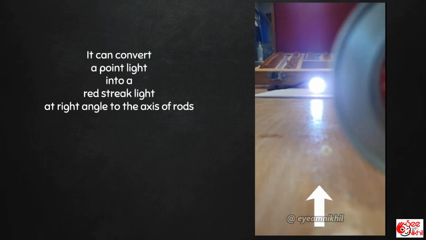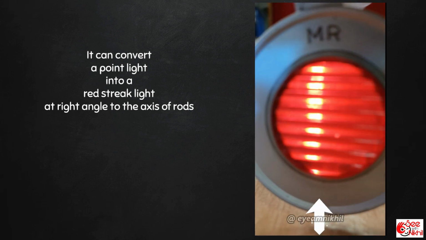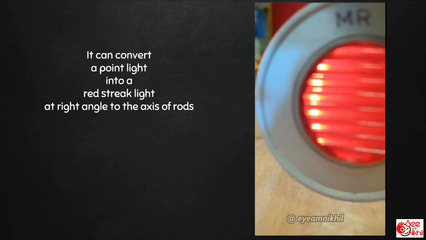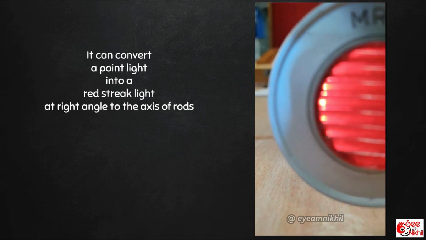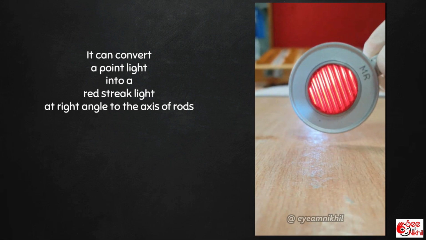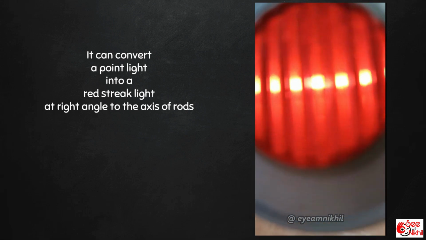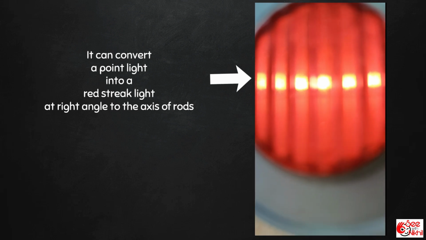So here, when the axis of cylinder is horizontal, the streak is vertical. And when the axis of cylinder is made vertical, streak becomes horizontal.